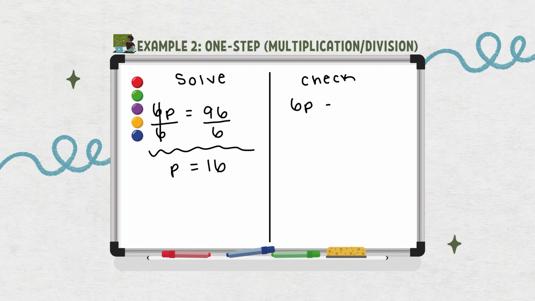Now let's check our work to see if that's really true. Remember, 6p is read as 6 times p, so when we're checking our work, we need to do 6 times 16. And 6 times 16 does equal 96. So therefore, we know that we are correct, and we can go ahead and box in our final answer.